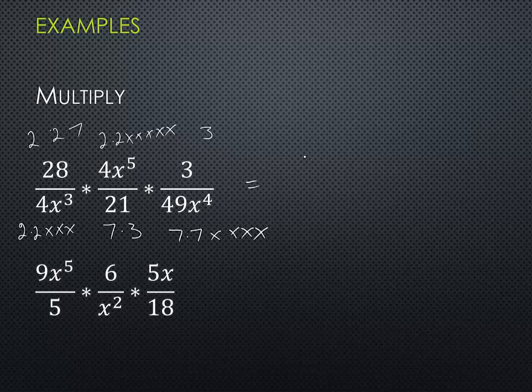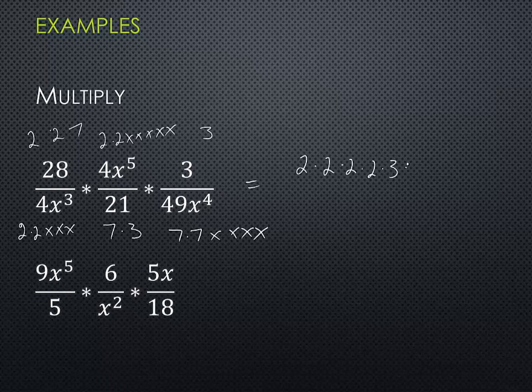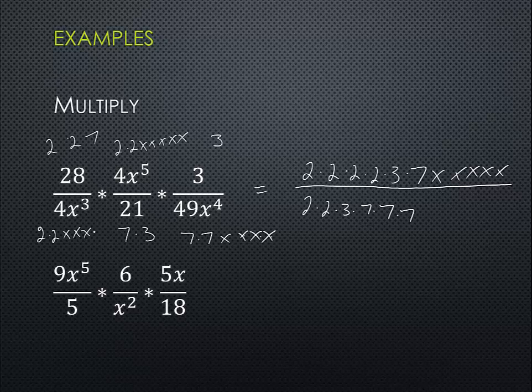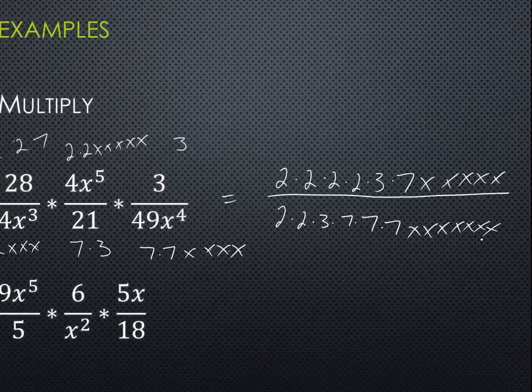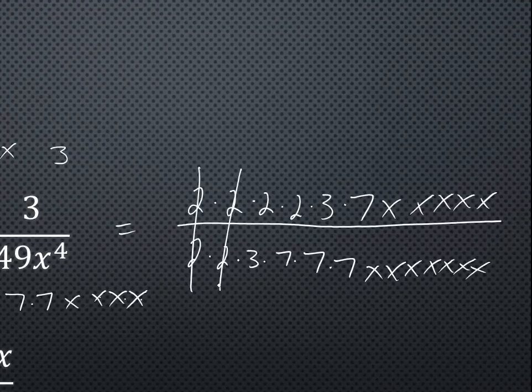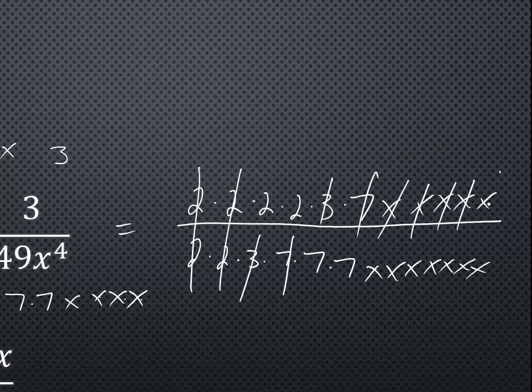So we're going to have 2 times 2 times 2 times 2 times 3 times 7 and 5 x's. And then on the bottom, we'll have 2 times 2 times 3 times 7 times 7 times 7 and 7 x's. Now cancel. So we can cancel two 2's, 1 three, 1 seven, and 5 x's.